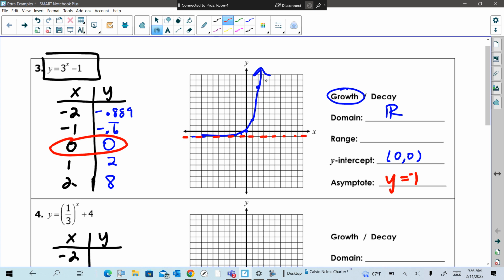Guys, the graph I'm talking about is the curve. It's the blue line for me. Yes. This blue line is above the red line. So my range is greater than -1. That's what I said. If it's above, it's greater than.